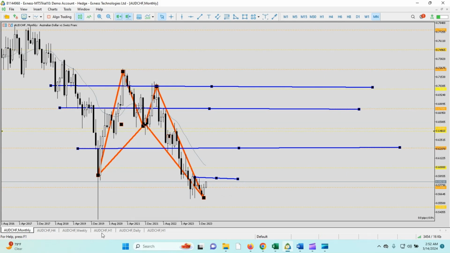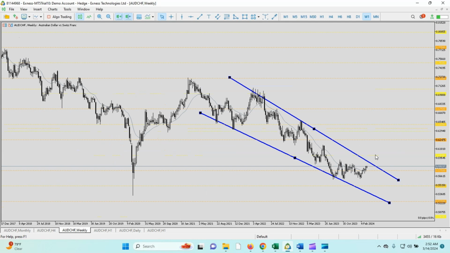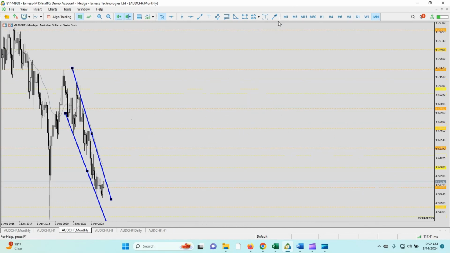So for us to be on the safe side, I will just wait and see how price will react around this area. If price breaks this zone and comes back, it will be safer. Then we are going to be anticipating that price will approach this area.